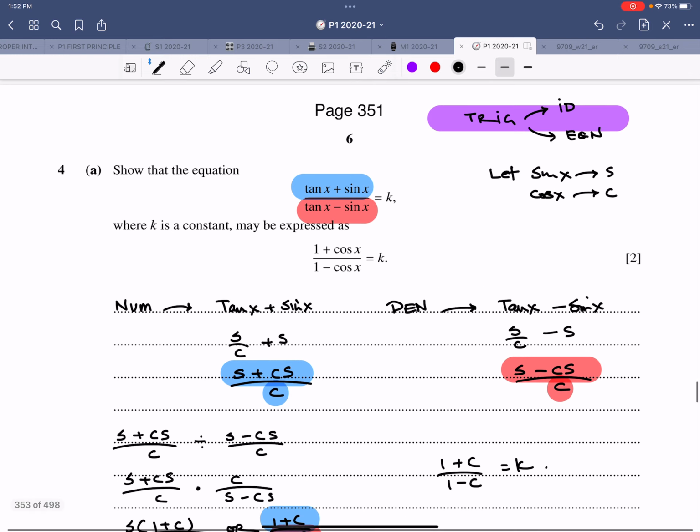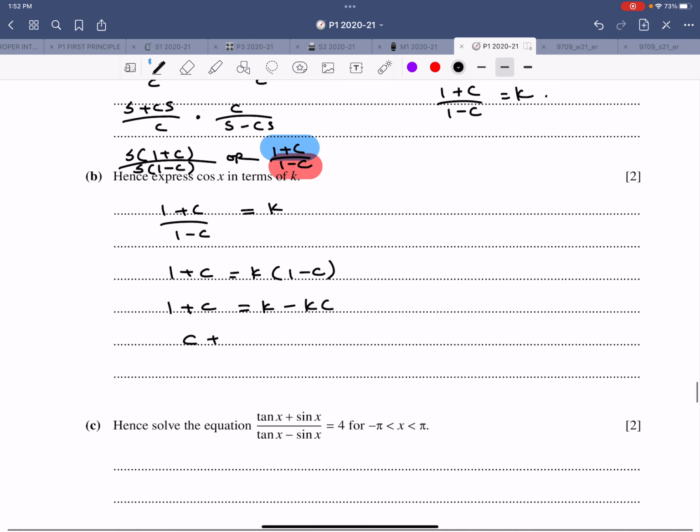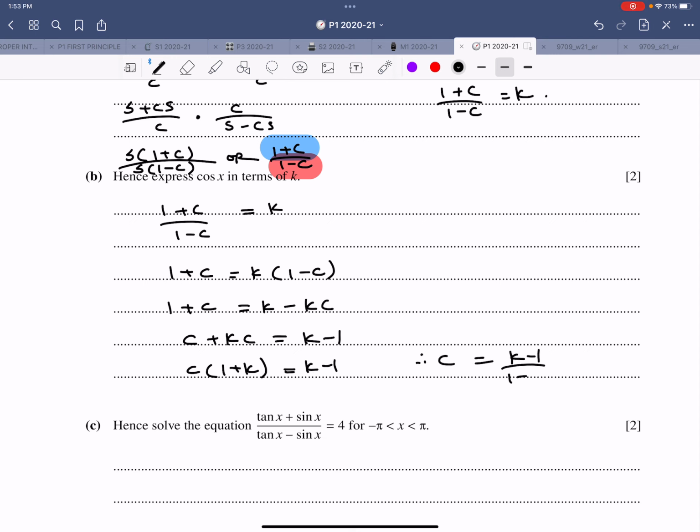Okay. Now what else? Hence express cosine x in terms of k. So 1 plus c over 1 minus c equals k. 1 plus c is k times 1 minus c. 1 plus c is k minus kc, and c plus kc equals k minus 1. C common, 1 plus k is k minus 1. In other words, c is k minus 1 over 1 plus k. So this is what you get: k minus 1 over 1 plus k, or it can beautifully be written as k minus 1 over k plus 1.